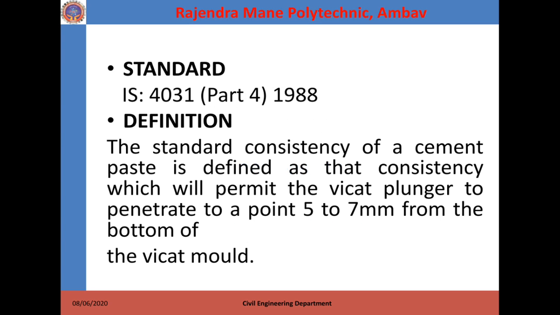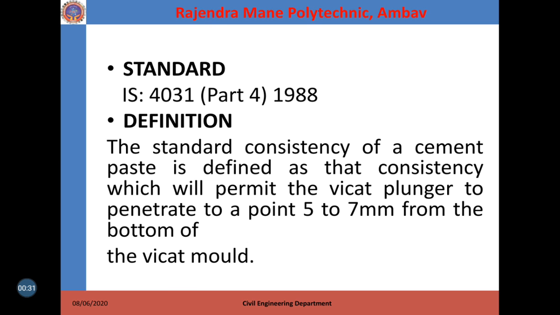In the last video we discussed the determination of fineness of cement by the air permeability method, or air permeability apparatus. Now we shall discuss the determination of standard consistency of cement. For this process we will follow IS 4031 Part 4, 1988.